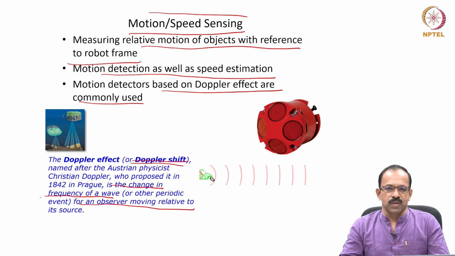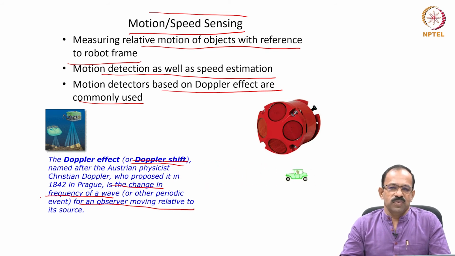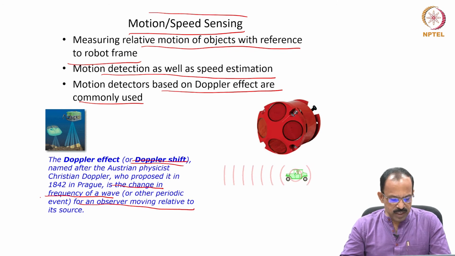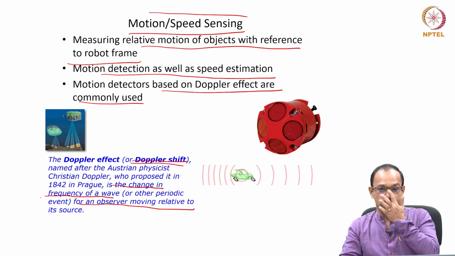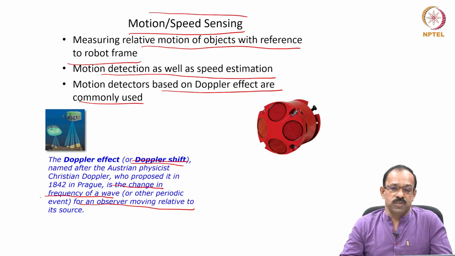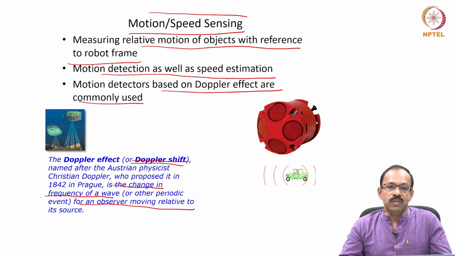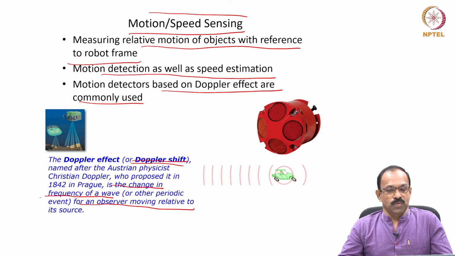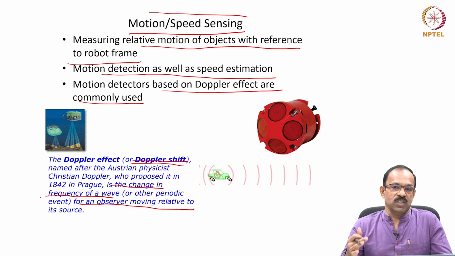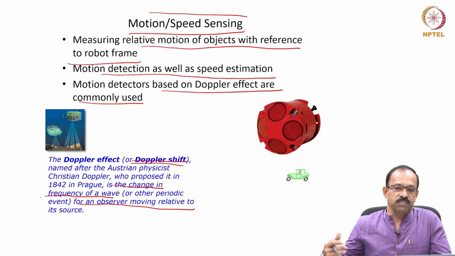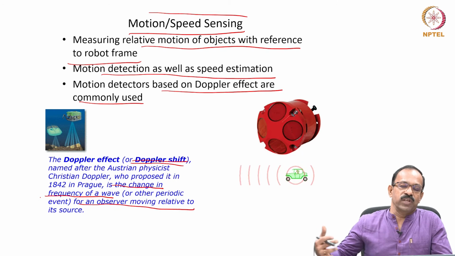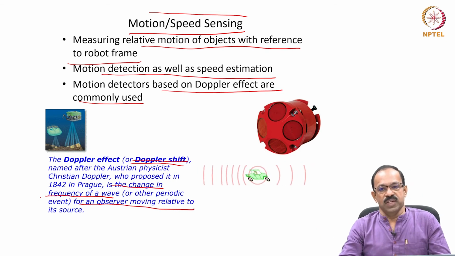So, that is basically the Doppler shift. You will see a change in the frequency of the signal that is received when there is a relative motion between the receiver and the transmitter. Someone is transmitting something and you are moving relative to that, then you will see that there is a change in the frequency at which you are getting the signal.